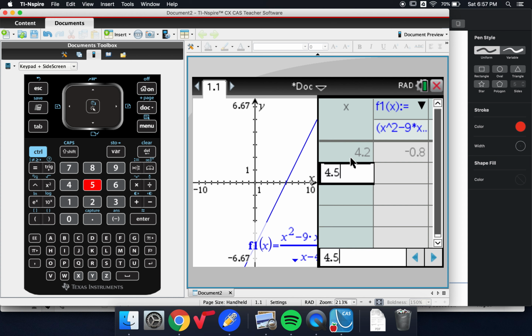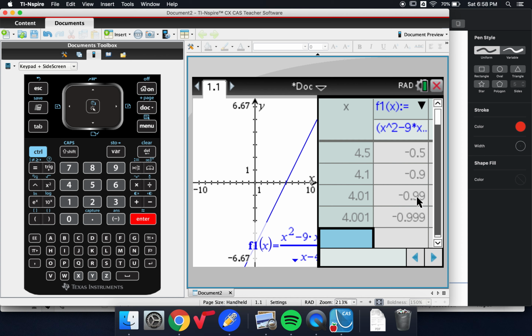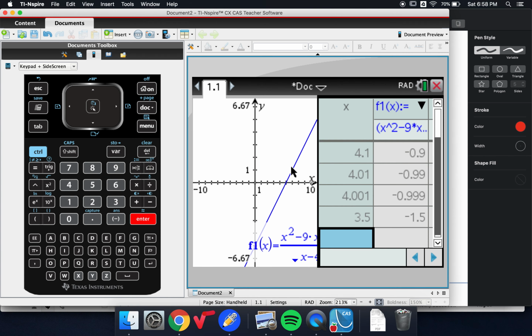So now I can put in my 4.5. Let's try that again. 4.5, 4.2, 4.1, 4.01, 4.001. And it looks like all of those values are getting closer and closer to -1. Well, let's look at the other side. Let's go 3.5, 3.8, 3.9, 3.99, 3.999. And again, we're getting closer and closer to -1. So that's what it appeared to look like on this graph, and it's what it's looking like in the table.